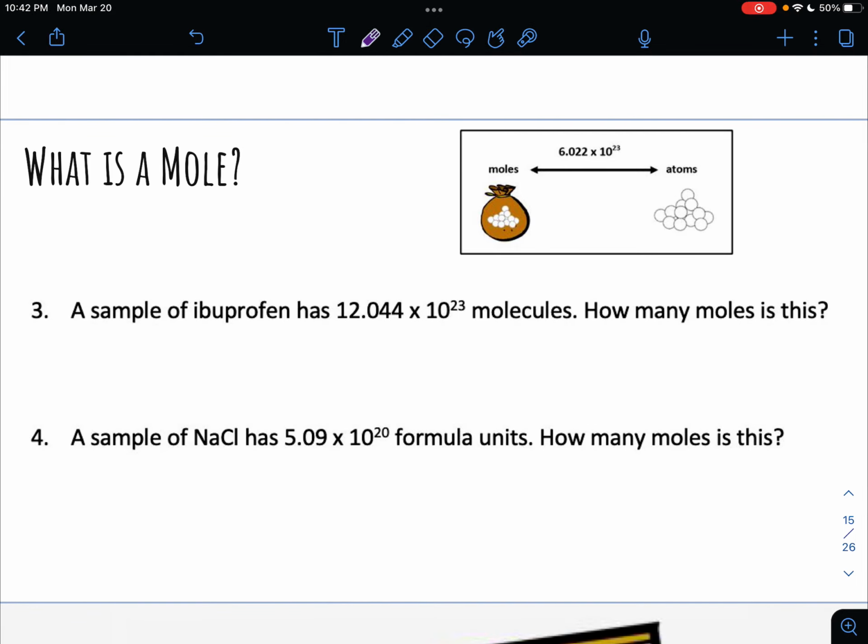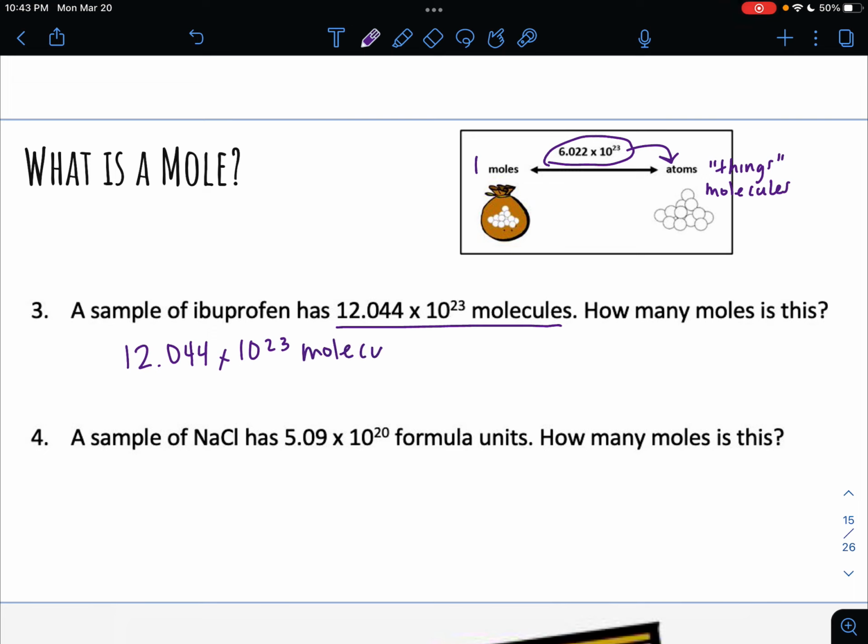Okay, so let's look at number 3. We're doing the same thing. We're still converting between a mole and our atoms. Okay, this time we're given our molecules. So remember, our atoms, right? This is where our things are. So atoms, molecules, that's all going to be the same. We're just talking about those tiny particles, okay? So I'm going to start by writing down what I'm given. And this is molecules. Set up my train tracks.